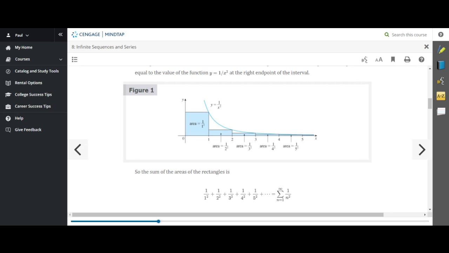If you add up those areas, the sum has to be less than the area under the function 1 over x squared. So if the improper integral from 1 to infinity of 1 over x squared converges, which it does, then the sum of the terms of your series also has to converge.